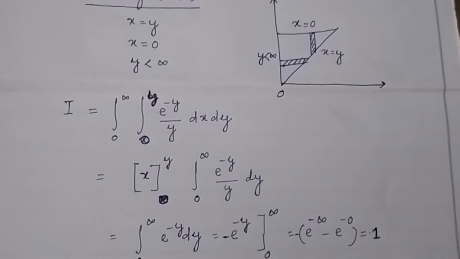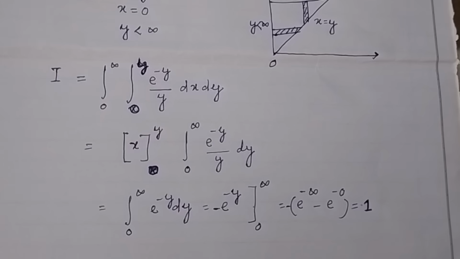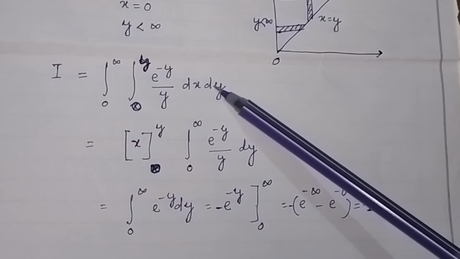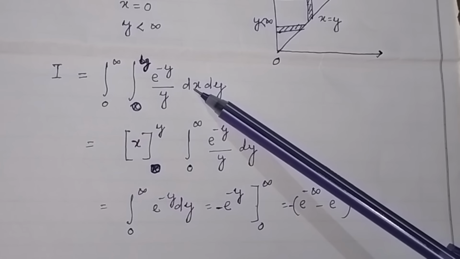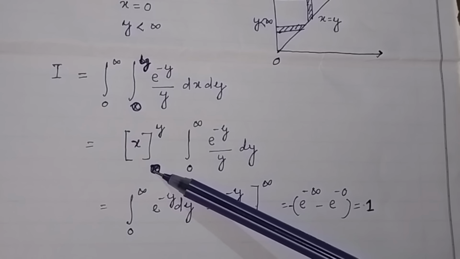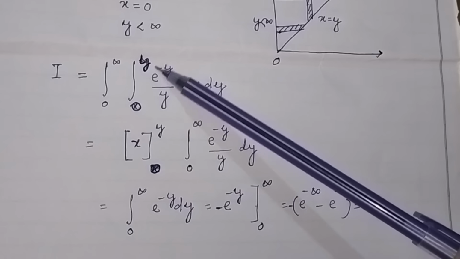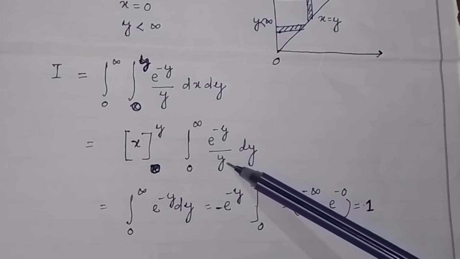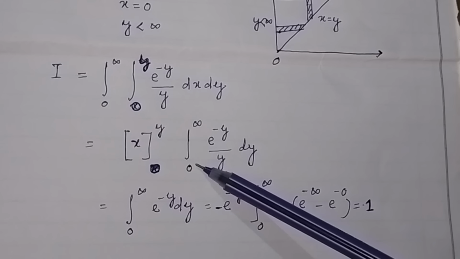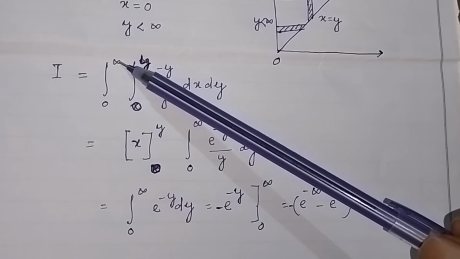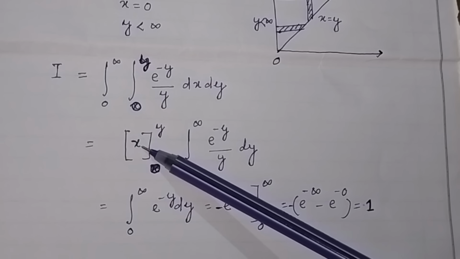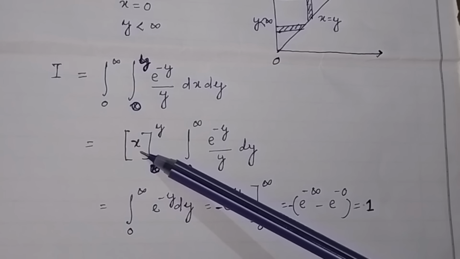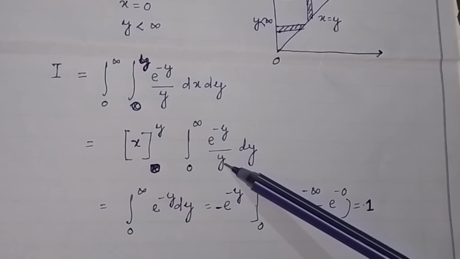If you find the integration with respect to x first, you have to keep y constant. That means the integration of dx is equal to x, with limits of integration from 0 to y, and you have e to the power minus y divided by y dy, with limits of integration from 0 to infinity. If you put the upper limit minus lower limit, this will be y minus 0, equal to y. If you multiply by y, that will cancel.